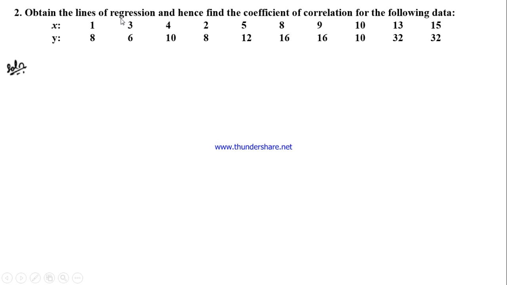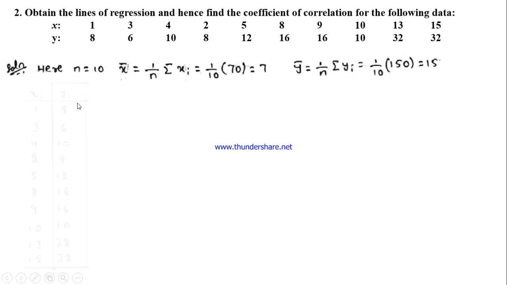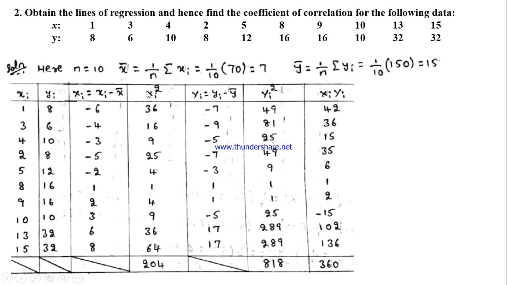Obtain the lines of regression and hence find the coefficient of correlation for the following data. Okay, first the initial part of the problem runs in the same lines. Let me do that first. N is 10, good. Find the mean value of x, mean value of y, go for the tabulation, find capital X, square it, find capital Y, square it, multiply capital X and capital Y, and take the sum of xi square, sum of yi square, sum of xi yi. Once it is done, we can find the variance of x. It is 20.4 for this problem.